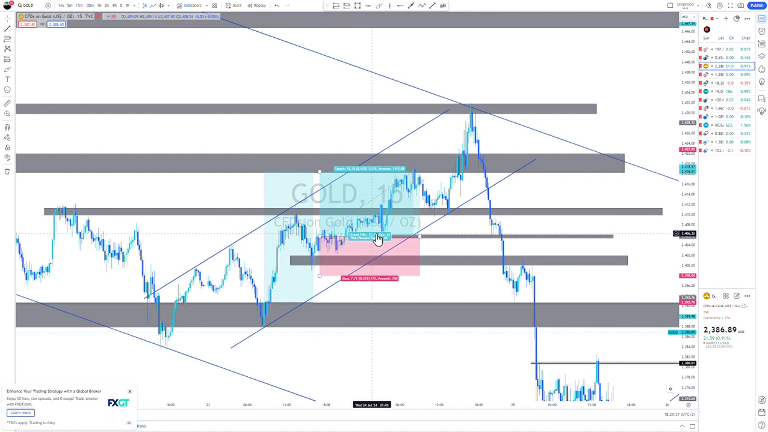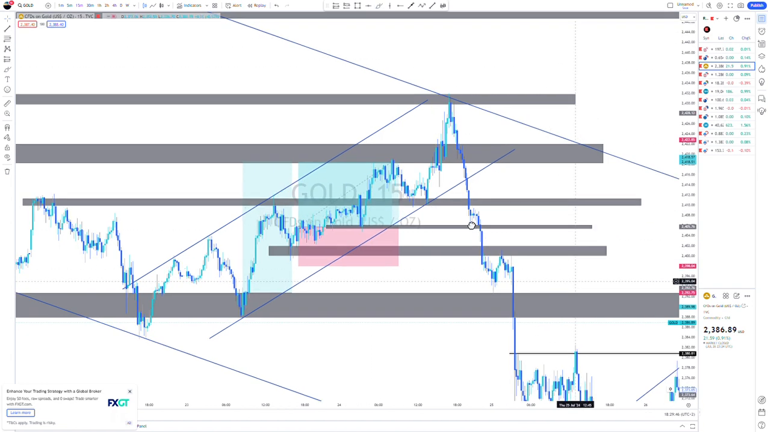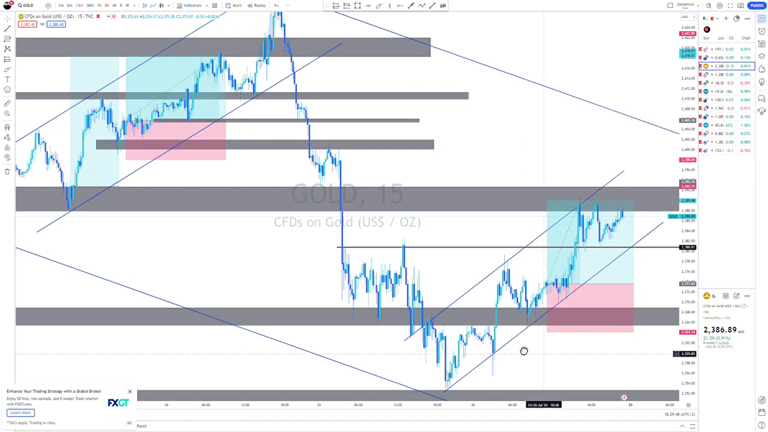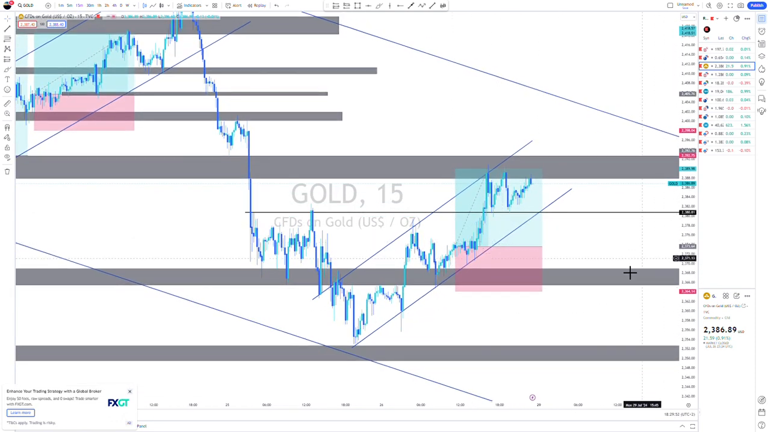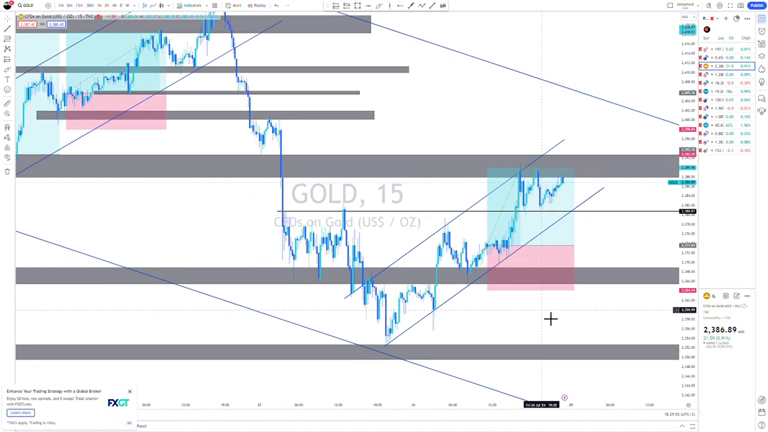These are the ideas that I shared on TradingView, but I do have something for you guys. This is a bonus. This is the trade that I took on Friday for gold. As you guys can see here, this is what I had.